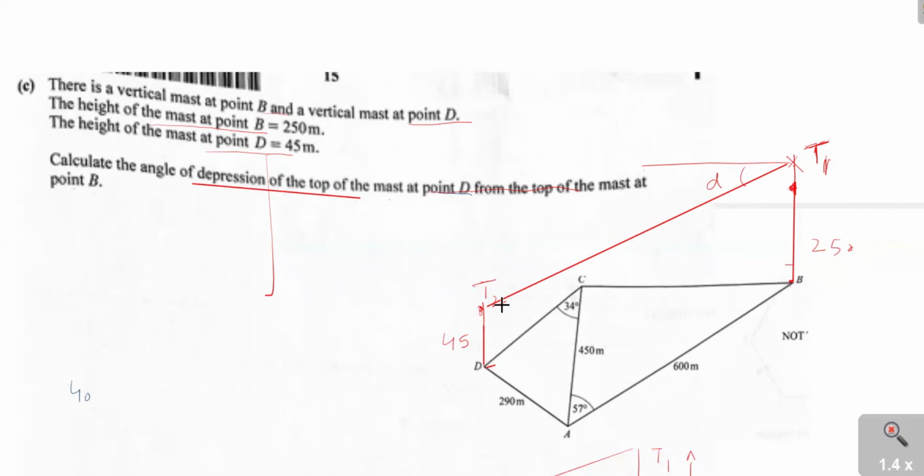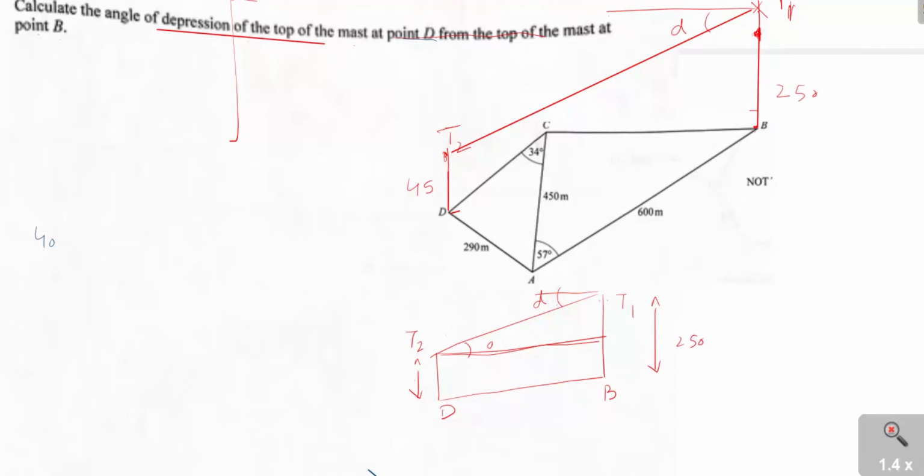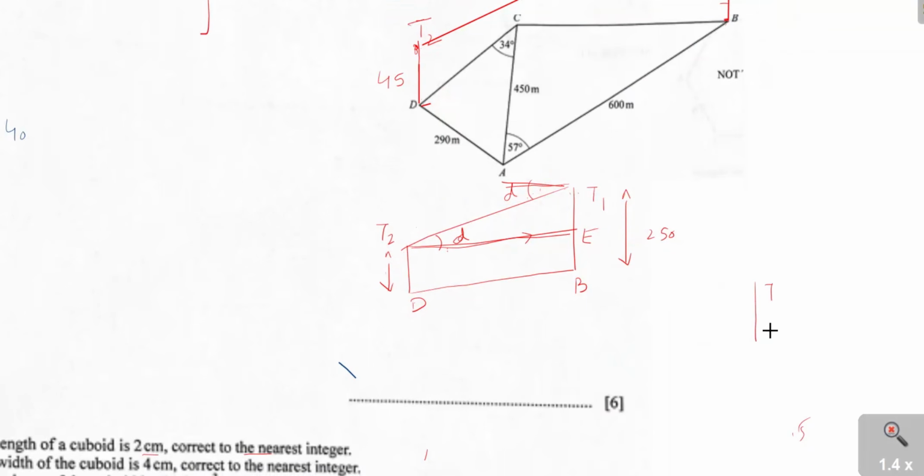To calculate this angle of depression, look here, this is the angle of depression D, and this angle is also D because these are two parallel lines. These are the alternate angles. Therefore, we can take this triangle T1, T2, and we name it as E. And this triangle T1E to T2 is a right angle triangle. And this length T2E is equal to DB. We name it as X. Therefore, this length is also X.